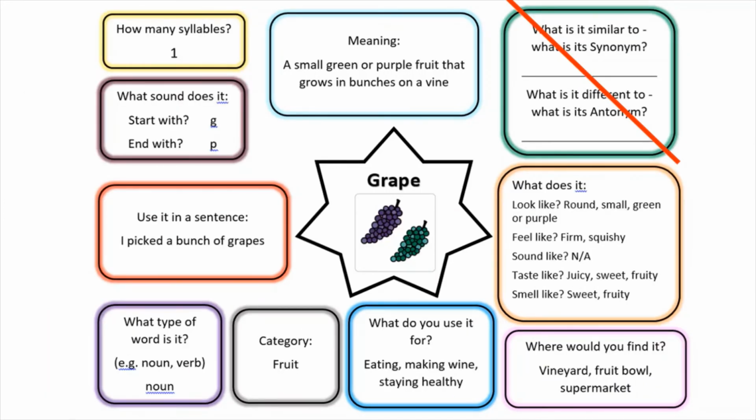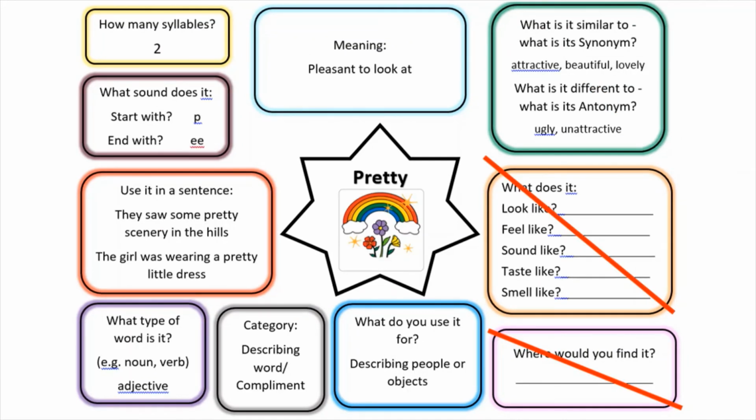Here's another example of a completed word map, this time for the word grape. And you can see again that we can't fill in the synonym and antonym box for this one. And here's another example, this time for the word pretty. For pretty, we can't complete the box, what does it look like, feel like, sound like, taste like, smell like, or where would we find it? And that's because remember, pretty is not a physical object.